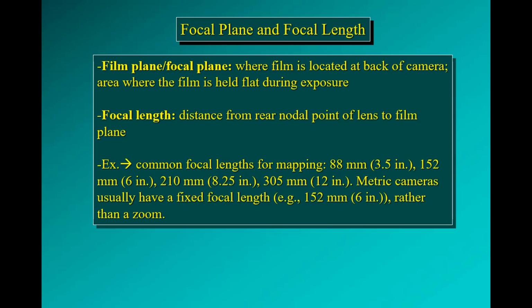Metric cameras that we use for typical mapping purposes usually have a fixed focal length of 152 millimeters or 6 inches rather than a zoom type of lens. A zoom lens would have a constantly changing focal length, but again, usually for metric-based mapping from an aerial photographic platform, we are typically going to have a fixed length camera, and often it's 6 inches in length. Although, again, there is possible variability in terms of focal lengths. In general, we would want a longer focal length for high altitude mapping purposes.